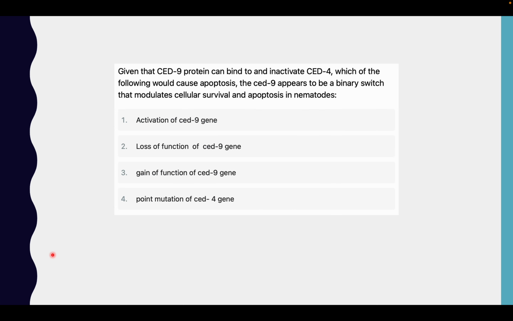So the question was: given that CED9 protein can bind to and inactivate CED4, which of the following would cause apoptosis? The CED9 appears to be a binary switch that modulates cellular survival and apoptosis in nematodes. So which of the following options would cause apoptosis? Anyone?